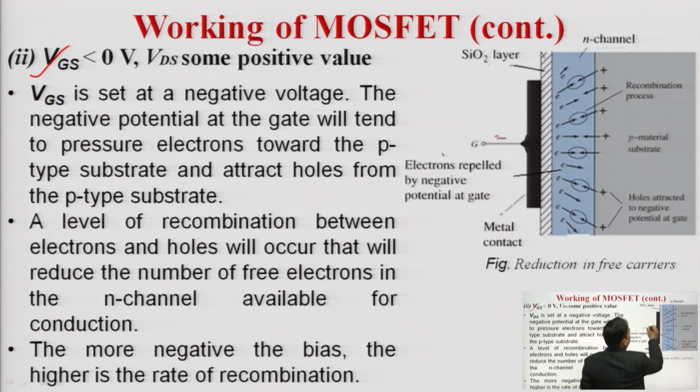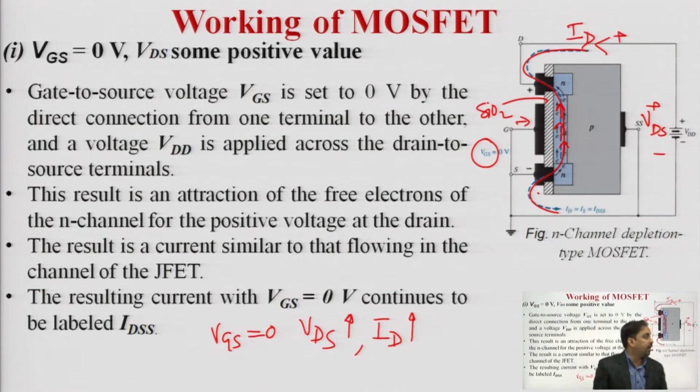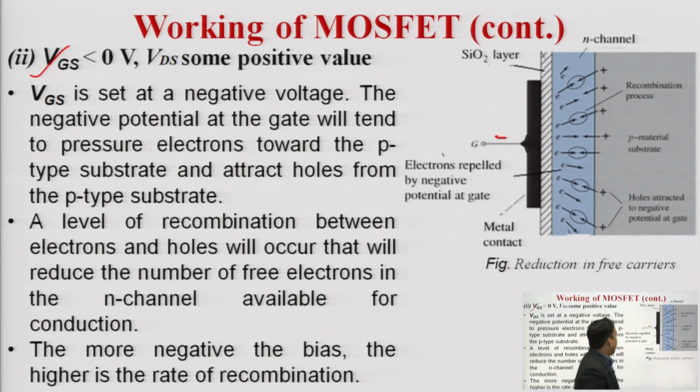This is negative. So in this region, we can say in the p type substrate, the majority carriers are holes. So what will happen when a more negative voltage is applied on this gate terminal? It will attract the majority charge carriers, which are known as holes, towards the gate terminal.